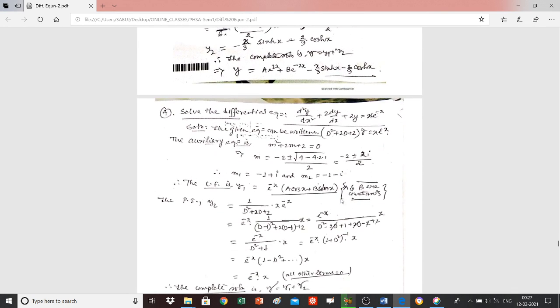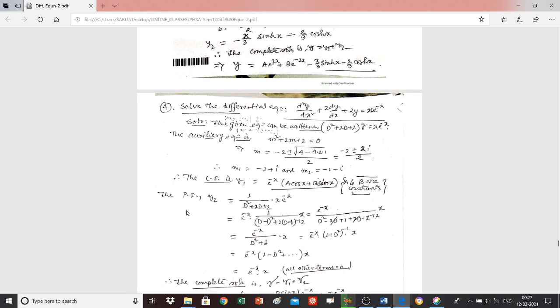Now come to another one. This is another one, d2y by dx square plus 2 dy by dx plus 2y is equal to e to the minus x. So writing in D operator form, this equation will give you this, and from here you have calculated two values of m, that is minus 1 plus i and minus 1 minus i. So the complementary function is e to the power minus x, a cos x plus b sin x.